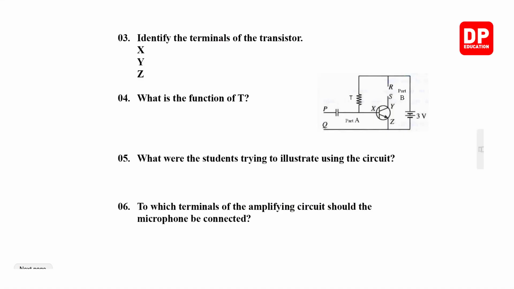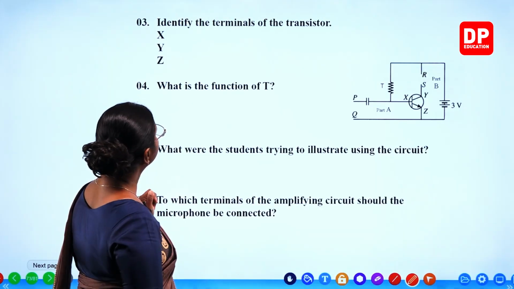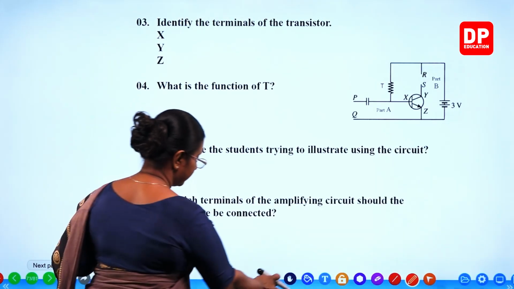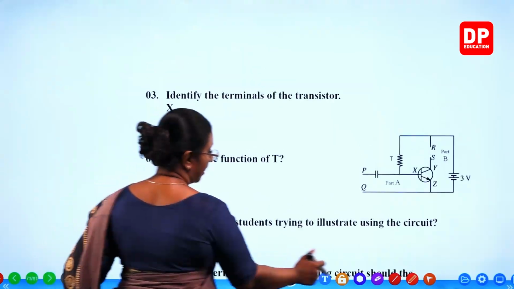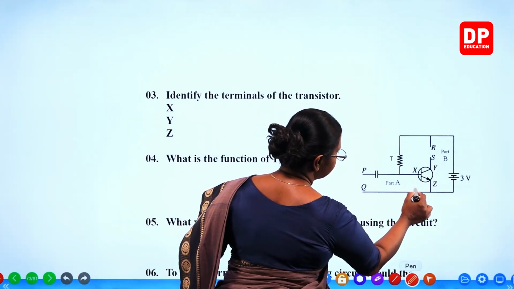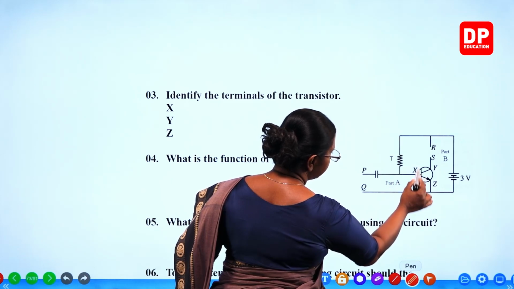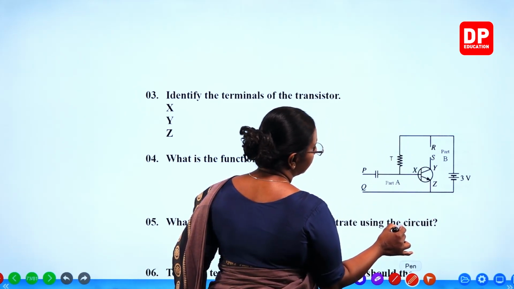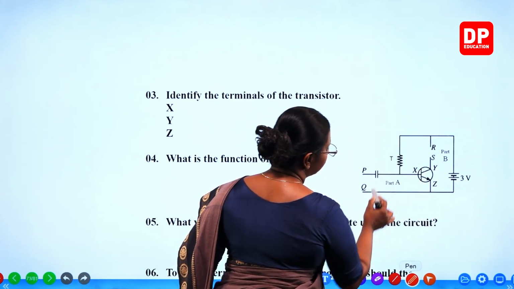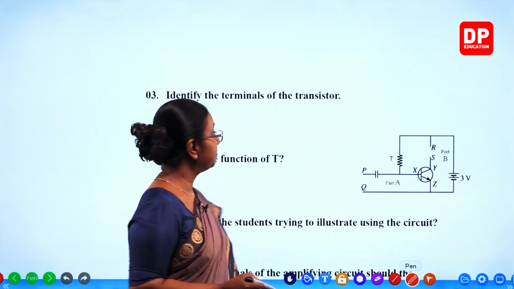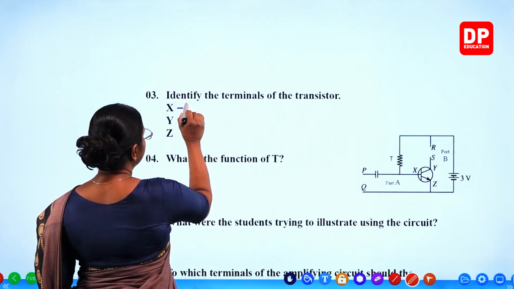So, here we have the third question. The same diagram is given to us. Identify the terminals of the transistor. So, there, identify the terminals. Now, here this is the symbol. You all know this particular, the vertical line with a horizontal line like that, that is the base. So, X is the base.